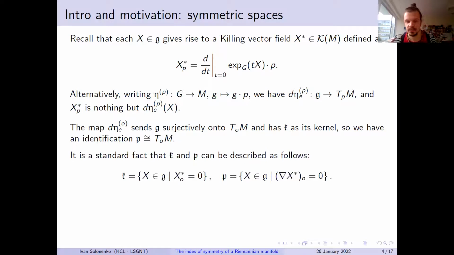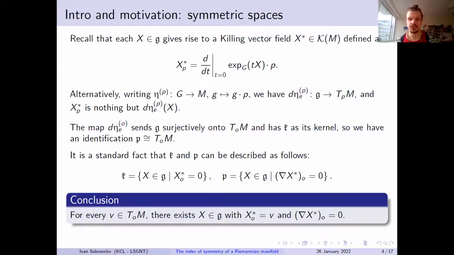Okay, and now the main part. The standard fact that we need is that K and P can be described in terms of the Killing vector fields like this. K consists of those vectors X in G such that the value of the corresponding Killing vector field at O is 0. And P consists of those X such that if you take the Killing vector field X star and compute its covariant derivative with respect to the Levi-Civita connection, the covariant derivative at O will be 0. So we conclude that if you project P onto T_P M, this will be the entire tangent space T_O M.